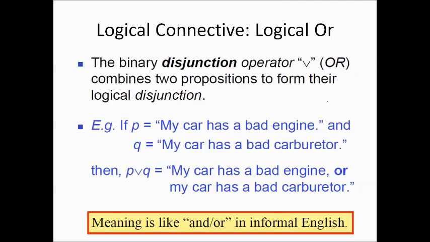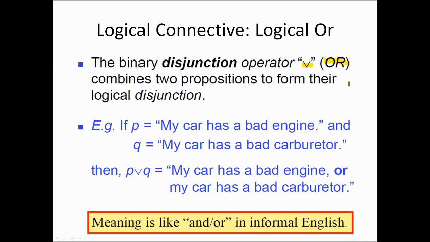So after the negation and the AND, now we are going to discuss the logical OR. By the way, when you say logical OR, it means disjunction. And we are using this symbol, or if you want to use it in the proposition, you can use the word OR. Again, OR is also used to combine two propositions to form their logical disjunction. So conjunction is AND, OR is disjunction.